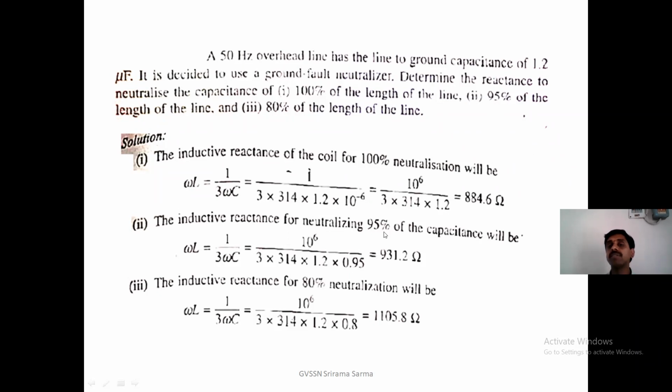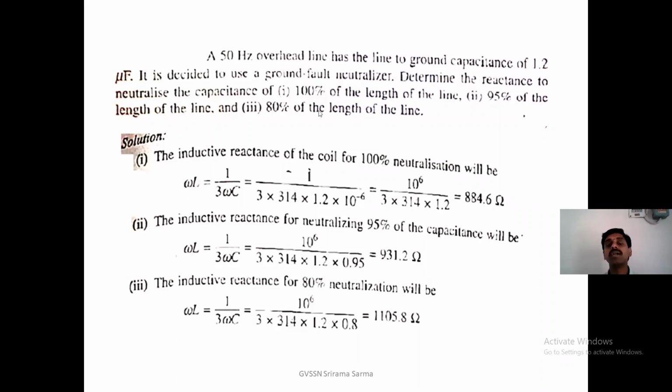If you want 95%, then simply you multiply 1.2 with 0.95. You will get this inductance. If you want 80% length of the line, just multiply this 1.2 with 0.8. Therefore, you will get this inductance value. So this is the simple way; they have asked for the reactance, so directly we will get the reactance value. These are very simple problems you can get on the Peterson coil. In the competitive exams also, you can find problems on the Peterson coil.